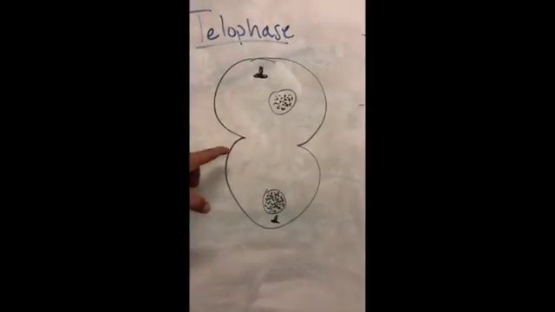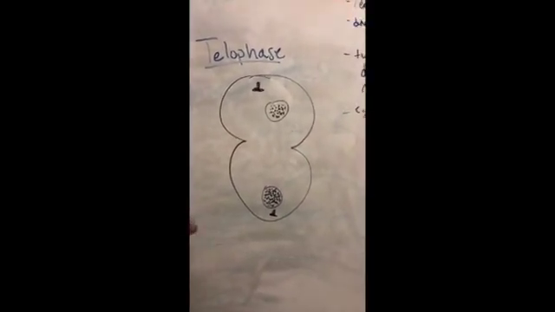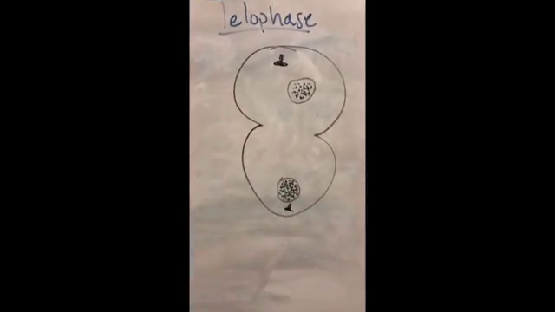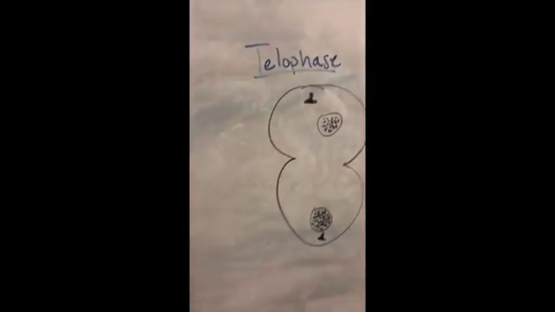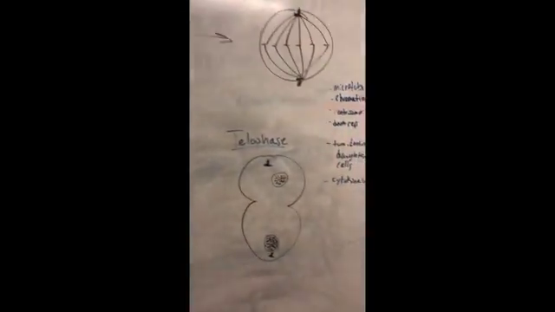Right here, we see the cleavage, and eventually after this, cytokinesis will happen, in which the 2 cells will split apart, making 2 new identical cells, which, if need be, can go ahead and continue with interphase and start the process all over again.